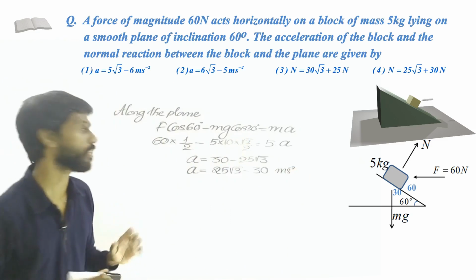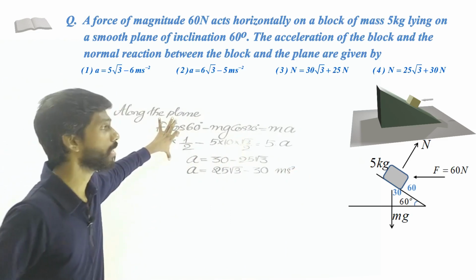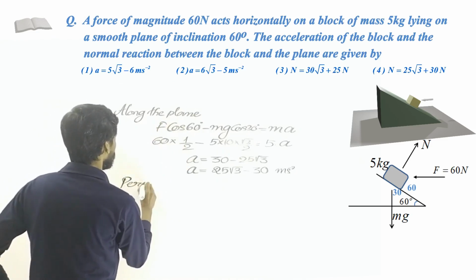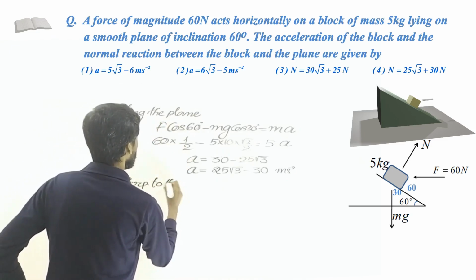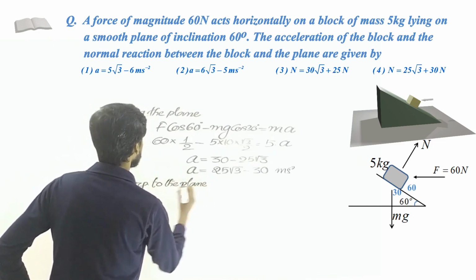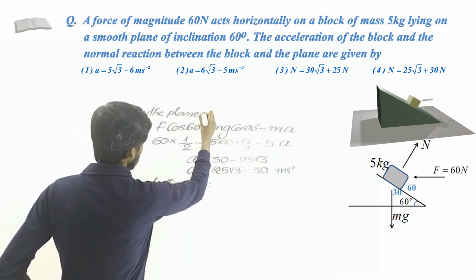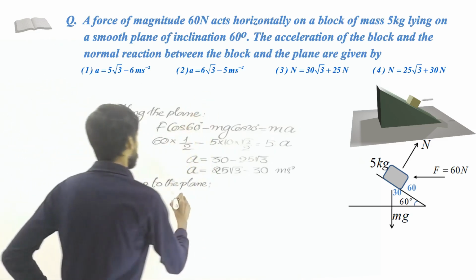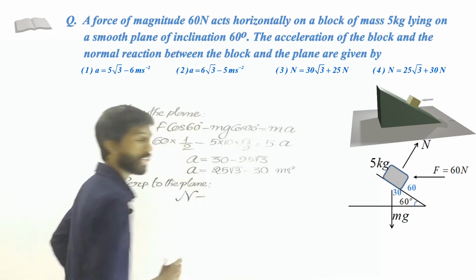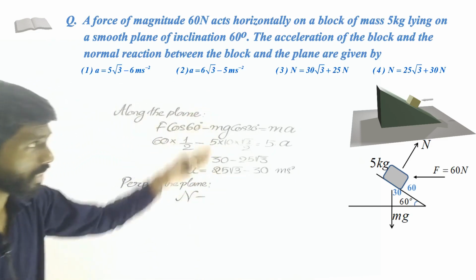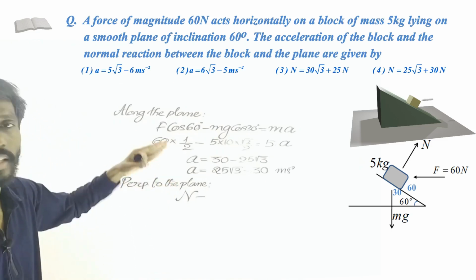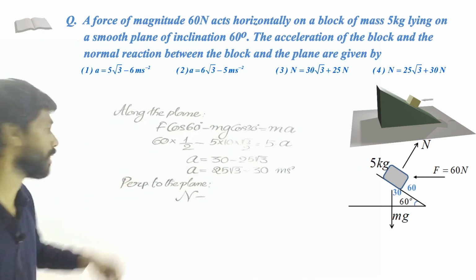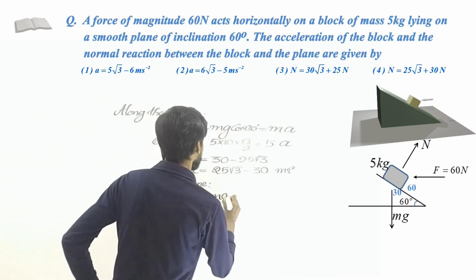Now we need the normal reaction. Now we consider the equation in the direction perpendicular to the plane. Along the plane we have done, so now perpendicular to the plane. What are the forces acting in the perpendicular direction? There is a normal reaction in the upward direction, so normal, minus the gravitational force in the downward direction. The gravitational force makes an angle of 60 degrees with the perpendicular to the plane, so its component is mg cos 60 degrees.